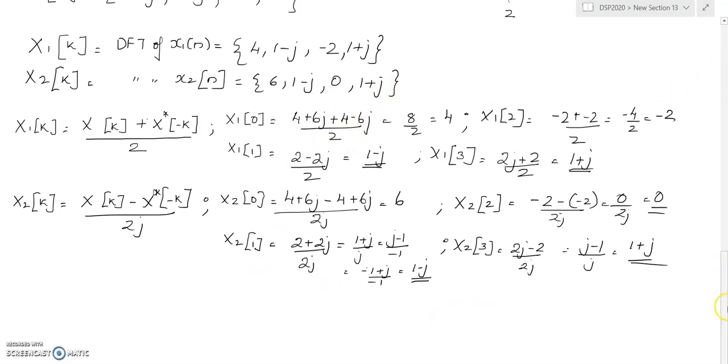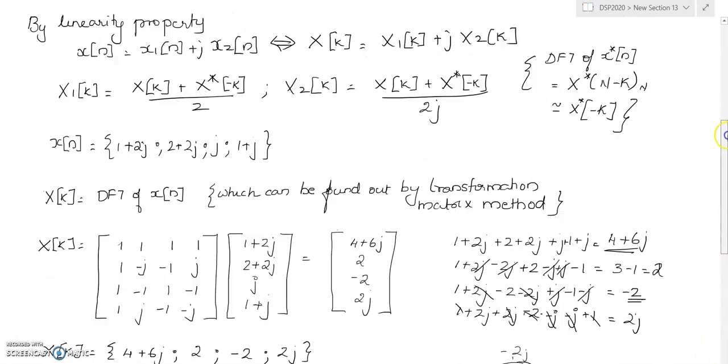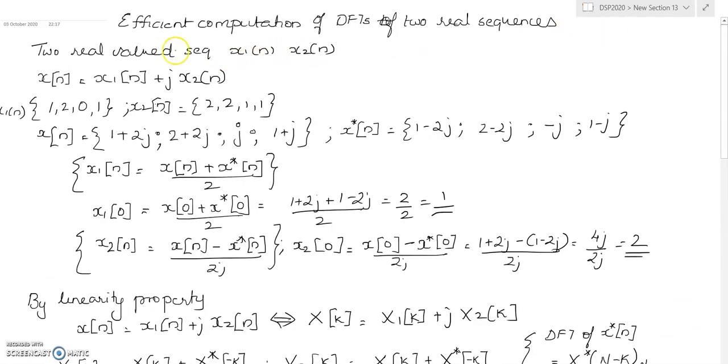So this winds up the topic, and we have numerically as well as theoretically conveyed how efficient computation of DFTs of two real sequences can be carried out by combining them into one complex sequence.